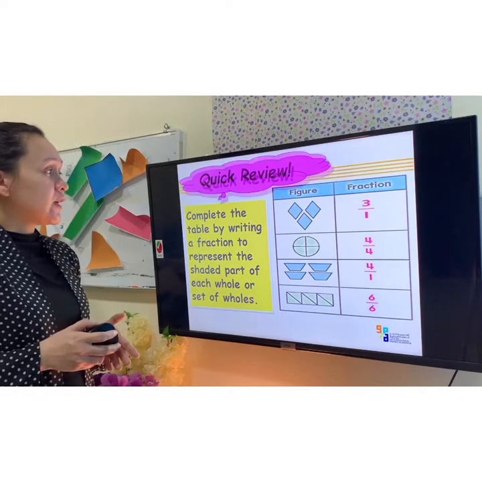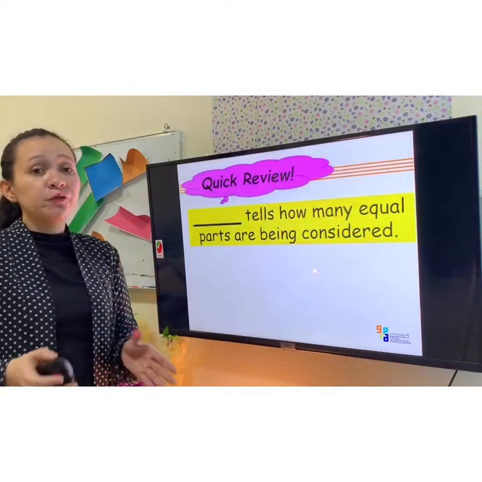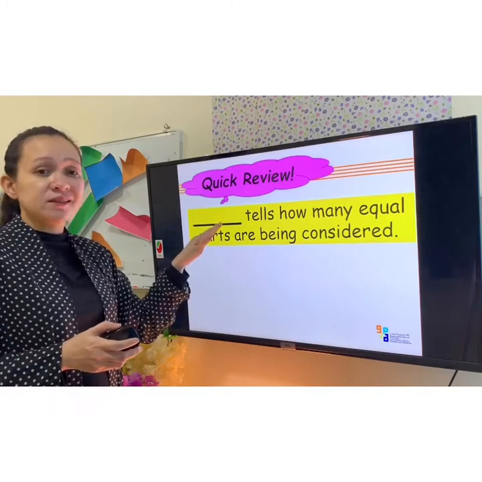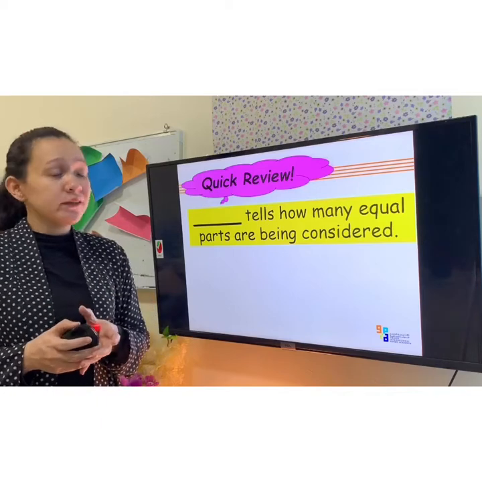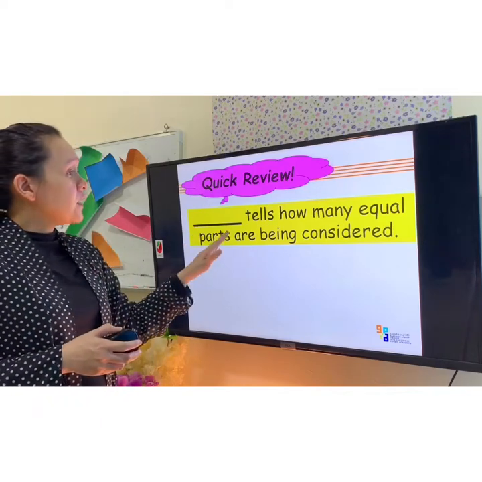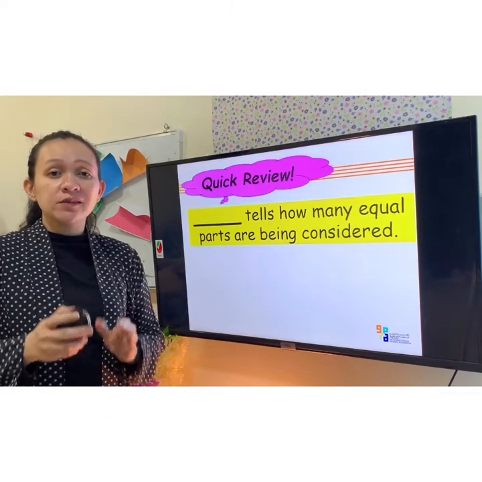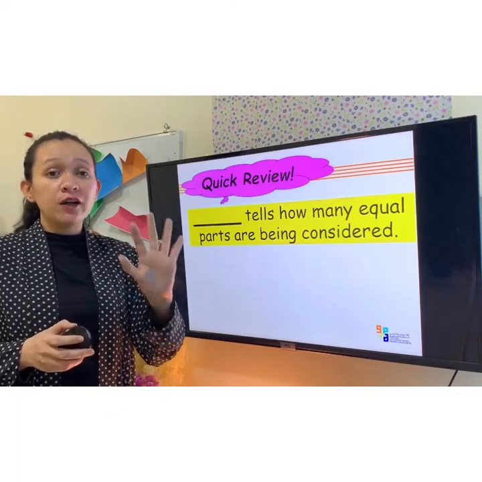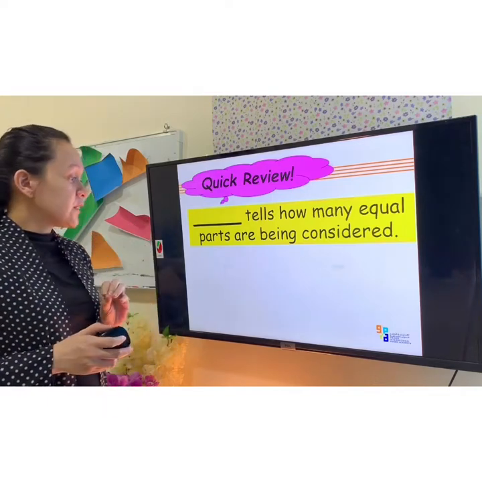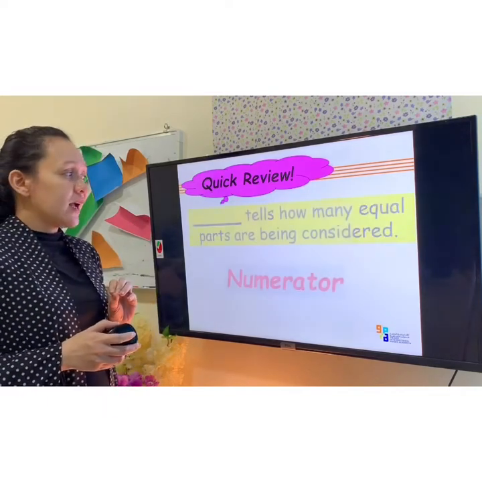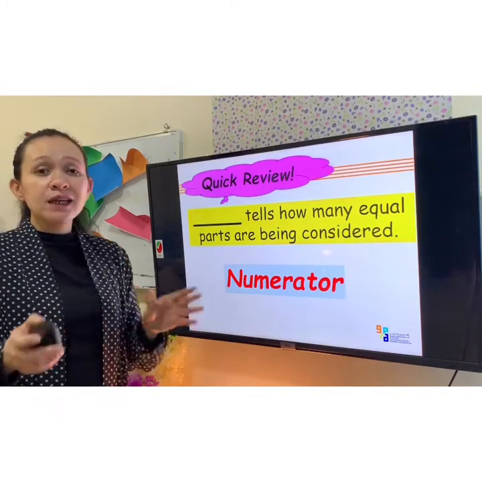Now let's move again to another statement. Then you're going to find the answer here. What is the missing word here? I'm going to count 5 seconds for you to answer. Blank tells how many equal parts are being considered. What is your answer? 5, 4, 3, 2, 1, 0. The answer is numerator. Again, numerator tells how many equal parts are being considered.